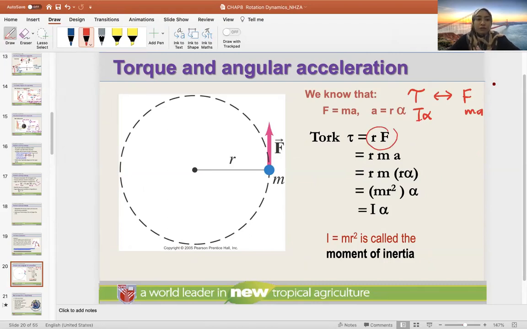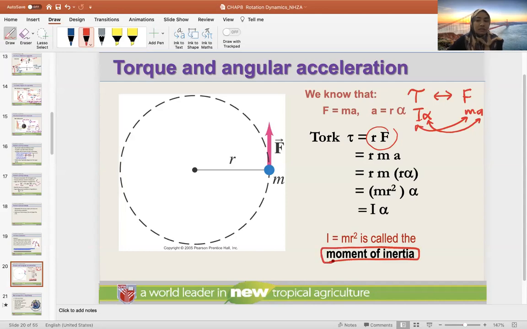Sama juga macam force. Force pun banyak equation. Equation yang paling famous is MA, right? So torque punya equation yang paling famous, dua-dua. So both are equally important. So RF is important, I alpha is important as well. So alpha is the equivalent to acceleration in the linear world, and I is the equivalent to mass in the linear world. What is I? I is the moment of inertia.